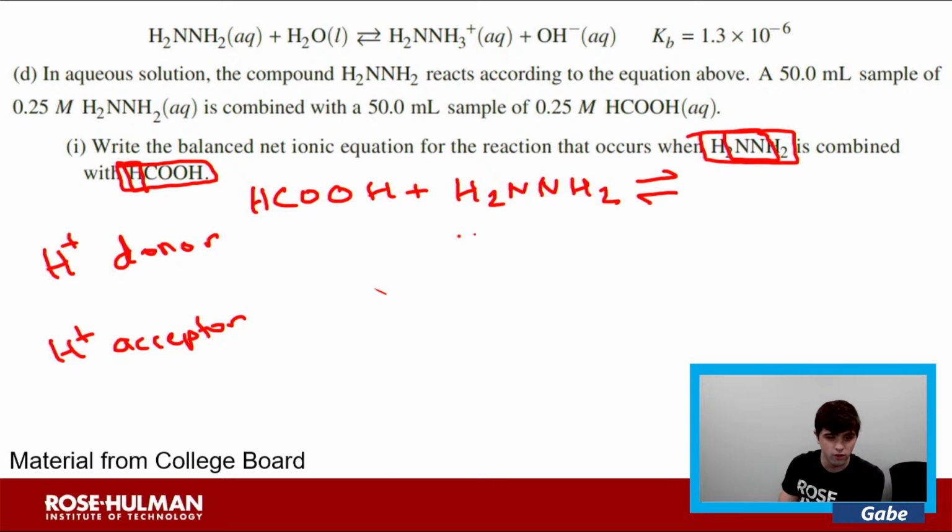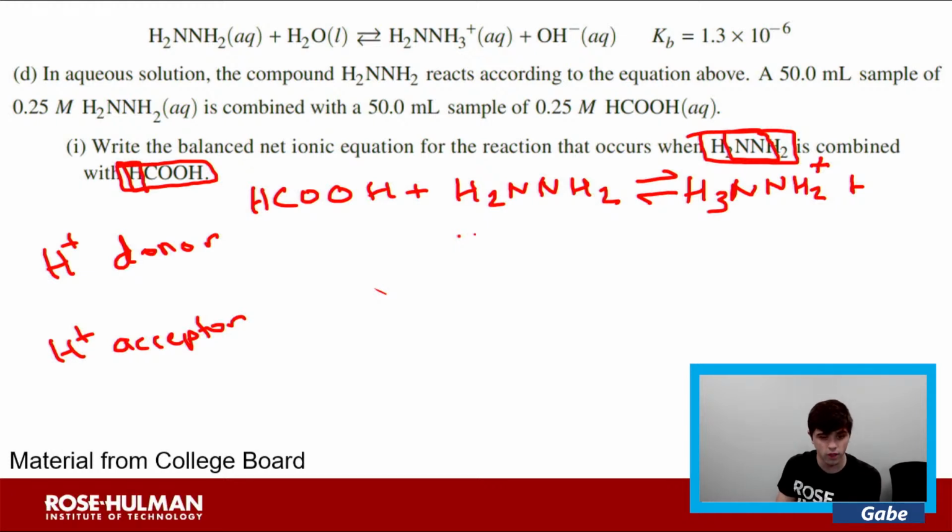All right, so now that we have this knowledge, we can now write our products of what we're going to receive when we combine the two compounds. So since our methanoic acid will be an H plus donor, it's going to give that hydrogen to our base. So now our base is going to be H3N H2, and we're also going to have a plus charge on top of it because it was once a neutral compound, and when it gained that positive hydrogen, it became a positively charged ion.